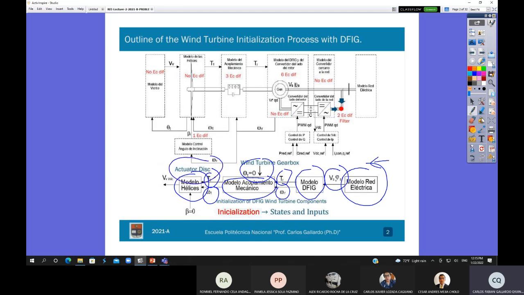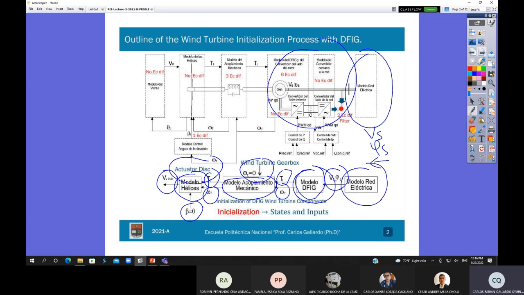Okay, so I will use this model. This is the actuator disk. What is the output? Once again, the speed. For the pitch angle, I will take this value equal to 0 for the initialization. So we have already started the initialization of the power grid, and we compute the stator voltage and the stator angle, right?